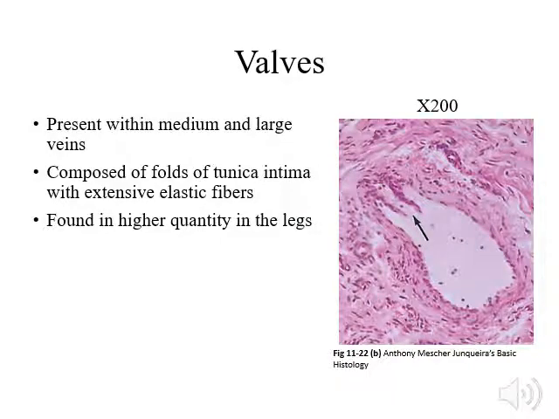As I've already mentioned, valves are located within the medium and large veins. Are we always going to be able to appreciate the presence of valves microscopically? Absolutely not. So every once in a while in these larger veins, we're going to have the luxury of being able to find a valve. The valves are composed of folds of the tunica intima, and they will have an increased quantity of elastic fibers. A higher quantity of valves are located within our legs in order to prevent backflow of blood that's being directed back to the heart.